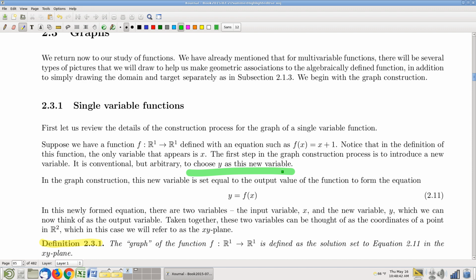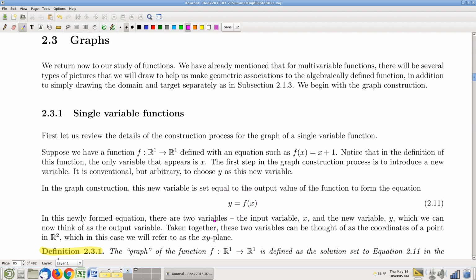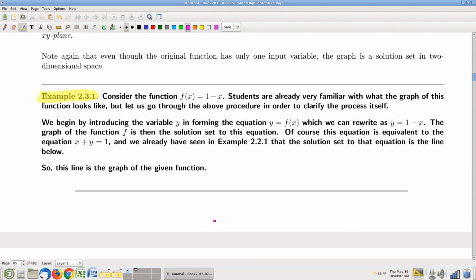Next, we are choosing to set this new variable equal to the output value of the function. That's a choice, right? And then subsequently, we're going to take this equation and we're going to ask what is the set of solutions to this equation. Right? So here's an example. Let's look at this function here. F of x equals 1 minus x. There's a single variable function, only 1 variable. Never heard of y. Don't know what you're talking about. There's no y. It's just f of x is 1 minus x. Period. Right?